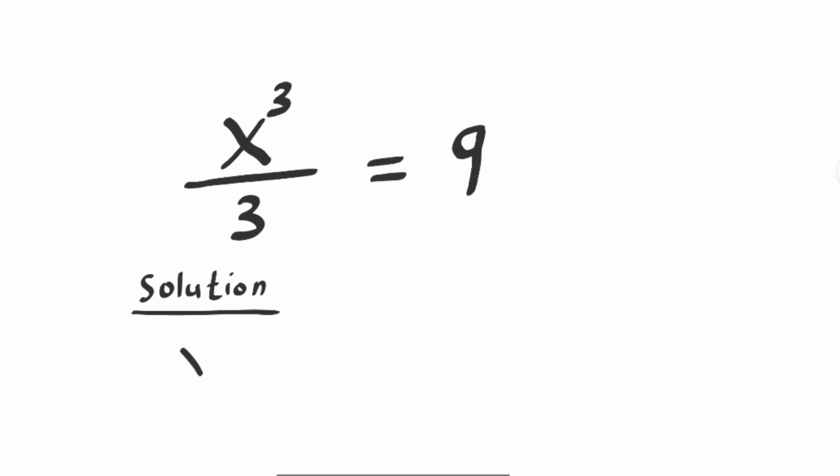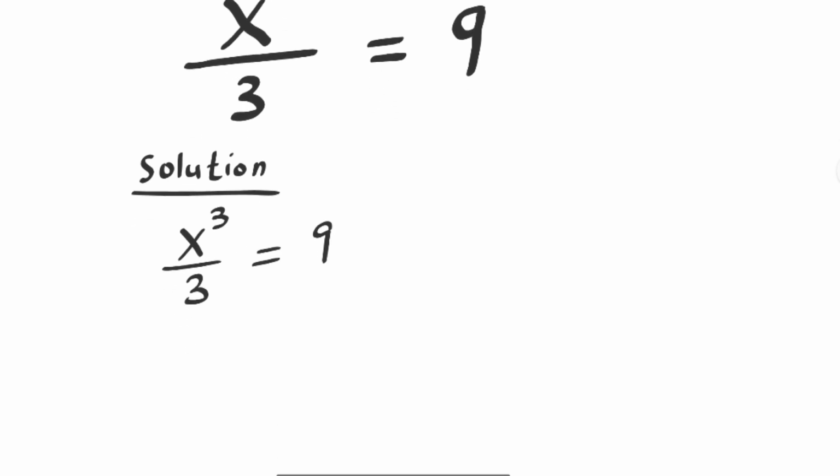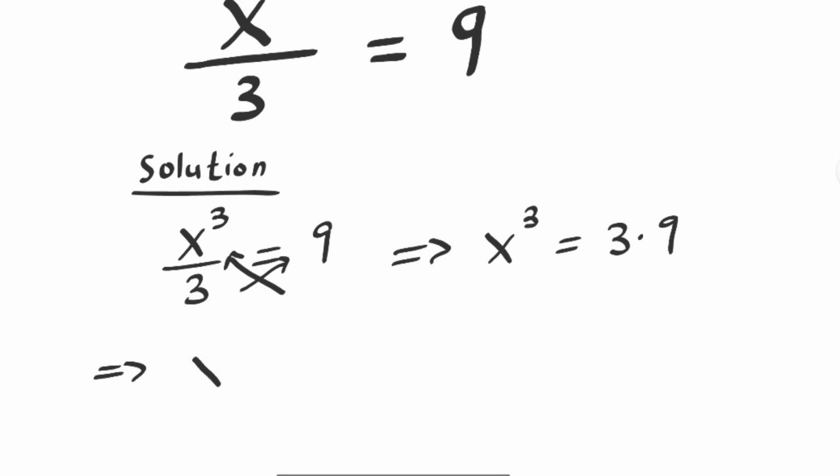We have the given equation s raised to power 3 over 3 is equal to 9. At this point, let us cross multiply. Then this is the same thing as s raised to power 3 is equal to 3 multiplied by 9. S raised to power 3 is equal to 3 multiplied by 9, that is 27.